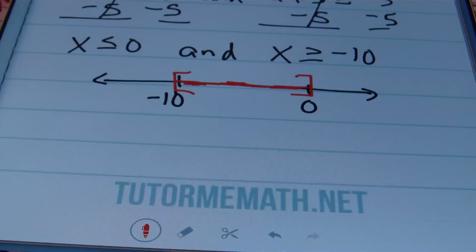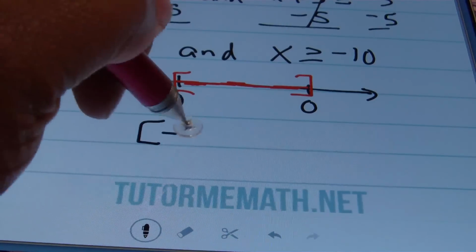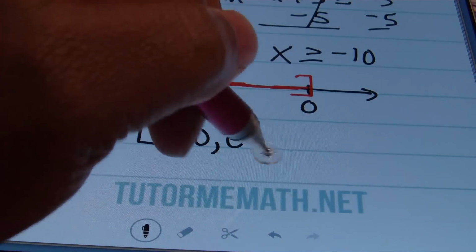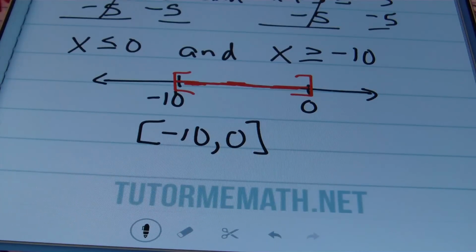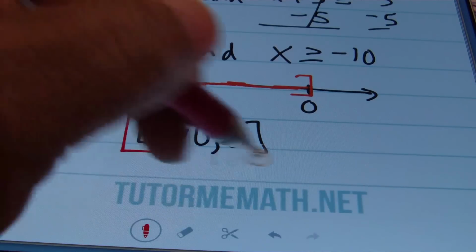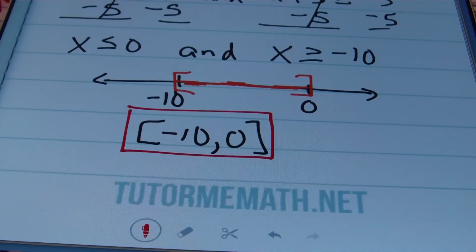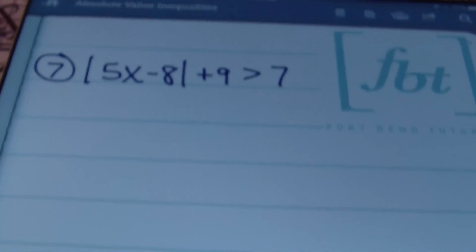But for the interval notation, you'll write it like this. We'll have bracket negative 10, comma, 0, close bracket, and done. That's your interval notation. Let's go ahead and box it up. Red boxing it. Done. That's problem number 6, ladies and gentlemen. Done and done. Moving on to problem number 7. Just killing these problems over here, right?